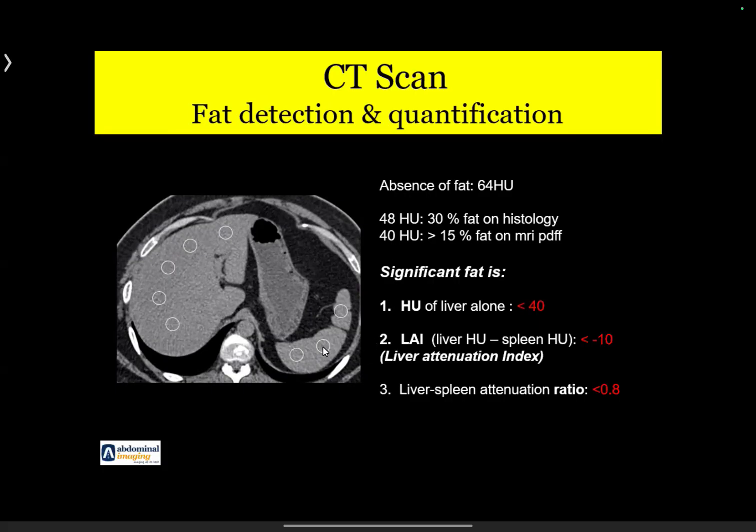The other way, which is very popular with the liver transplant team, is called the liver attenuation index, where you take a mean HU value of the liver, mean HU value of the spleen, and then liver minus spleen. So if the liver has a mean HU of 60, spleen has 50, then the liver attenuation index is plus 10. Such a patient is suitable as a liver donor. Then some people also use the liver splenic attenuation ratio, but the two popular ones are HU of the liver alone or looking at the liver attenuation index.